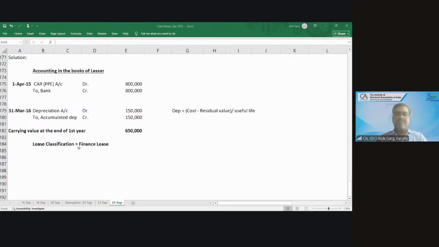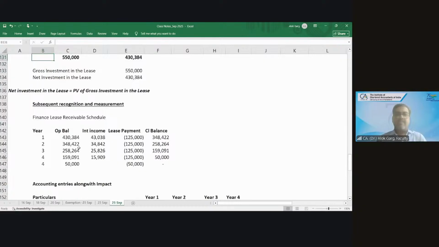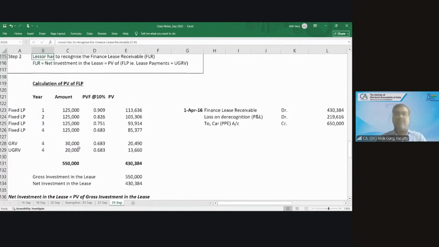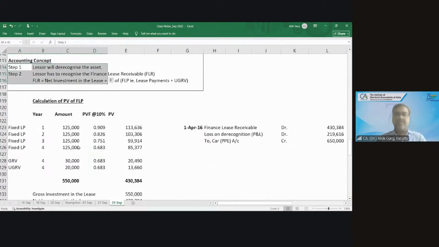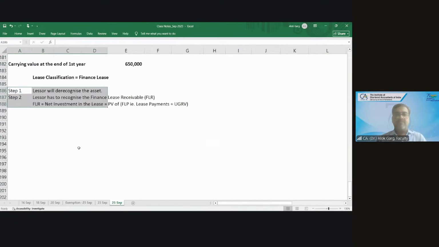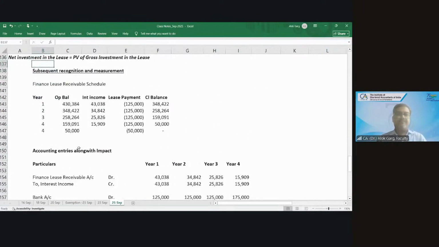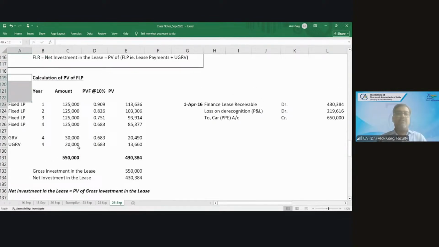What are the 2 steps which we have discussed? Now I have to do the lease accounting. Now I have given the asset to the lessee. Lessor will de-recognize the asset and recognize the finance lease receivable. I will calculate the present value factor and pass the accounting entry. So let me copy this. Calculation of present value of future lease payments.